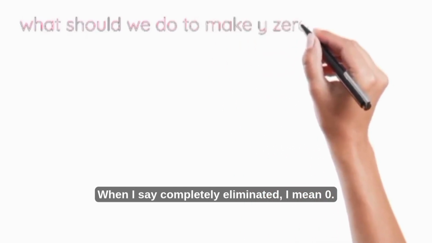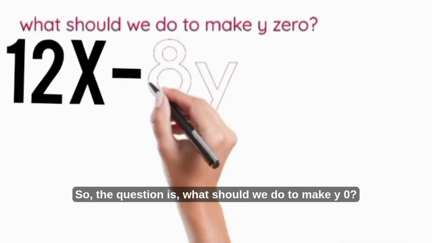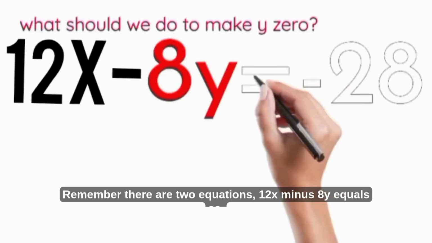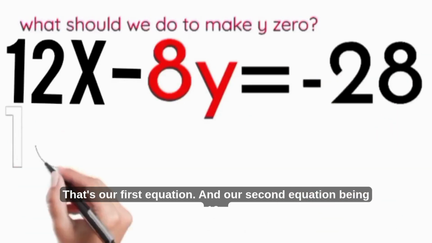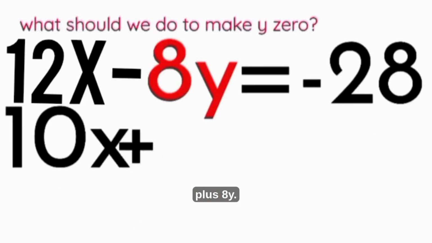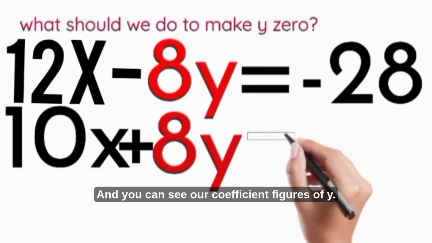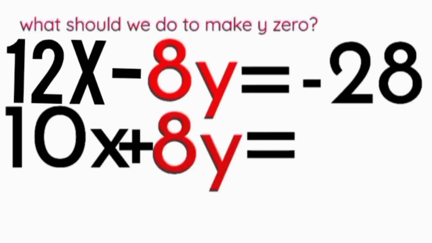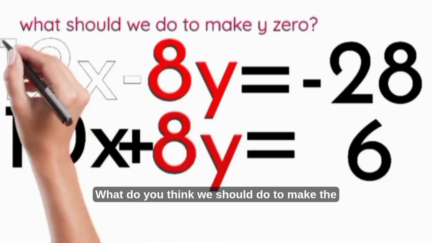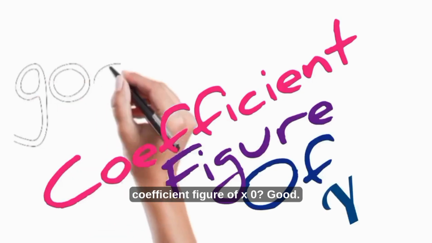When I say completely eliminated, I mean 0. So the question is, what should we do to make y 0? Remember the two equations, 12x minus 8y equals 28. That's our first equation, and our second equation being 10x plus 8y. This is the second equation, and you can see our coefficient figures of y are now equal. Now tell me, what do you think we should do to make the coefficient figure of x 0?